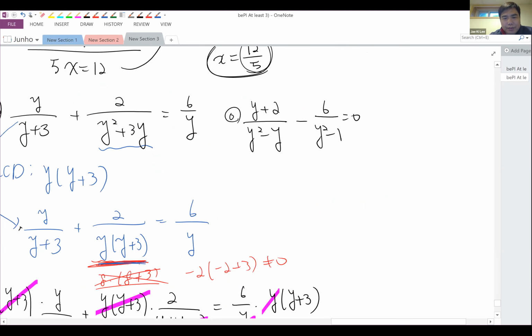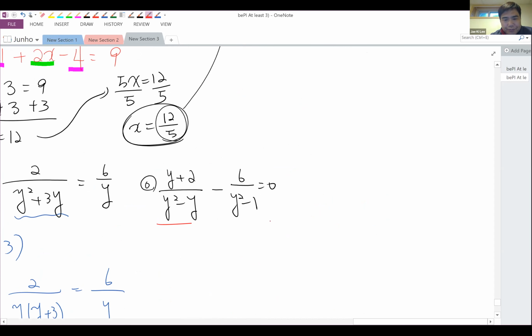Now, these questions. What's the LCD for these problems? Y minus 1. So y, parenthesis y minus 1, y minus 1. That's it? Yeah, I think so. Okay, so let's double check.